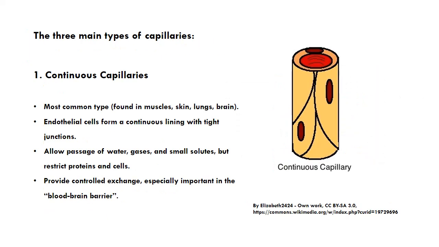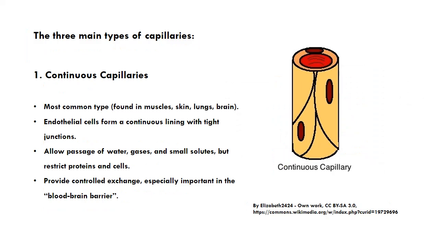Not all capillaries are the same. They come in three main types: continuous, fenestrated and sinusoidal, each designed for specific roles in different organs. First, we have continuous capillaries. These are the most common, found in places like muscles, skin, lungs and the brain.